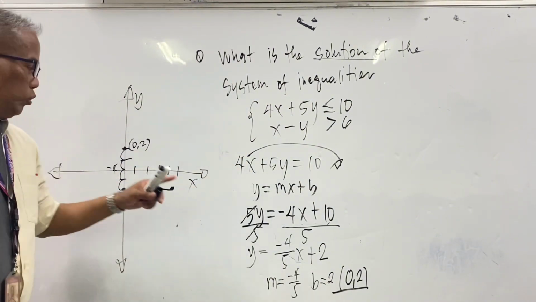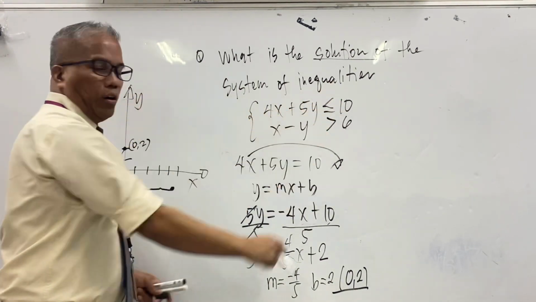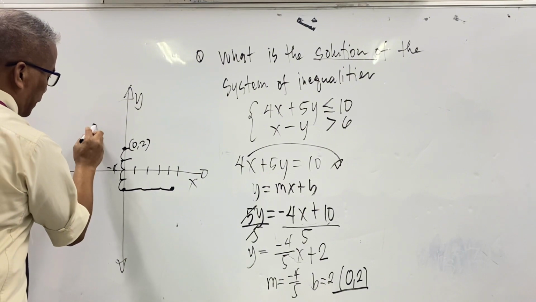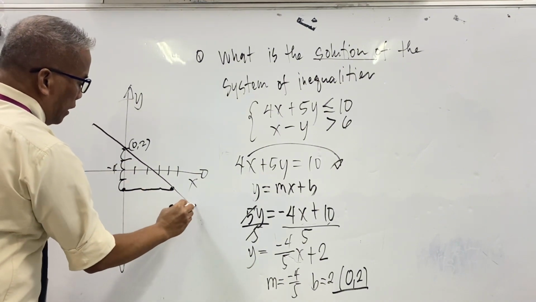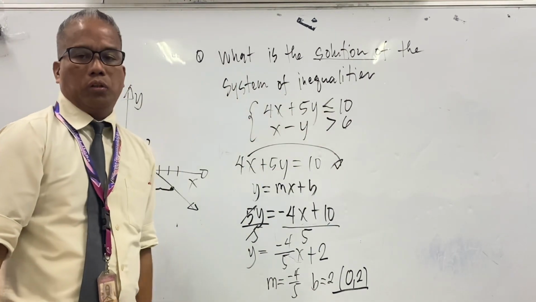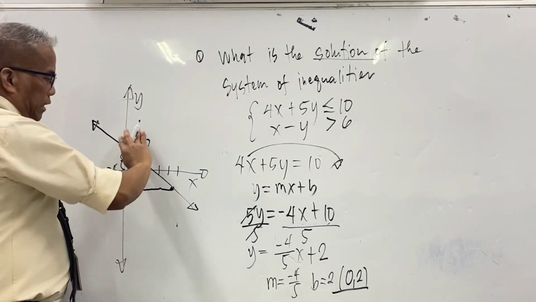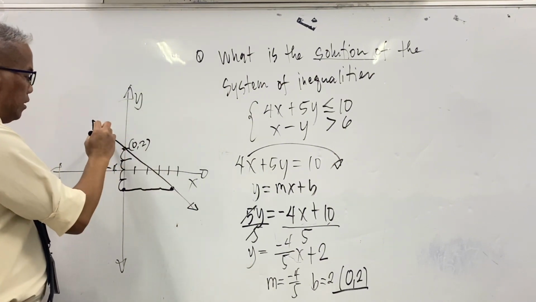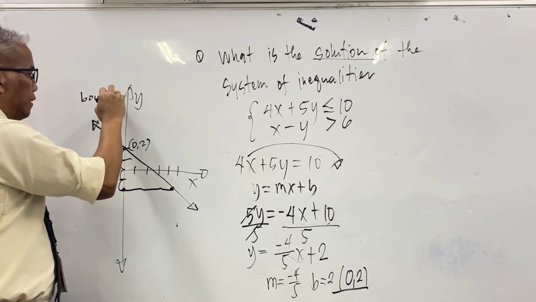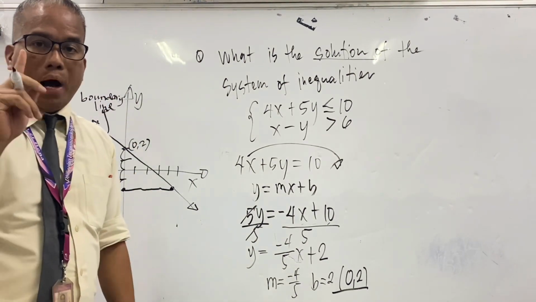In connecting the 2 points, you are going to go back to the original inequality. Since it is less than or equal, you are going to use a solid line. So this is now the graph of 4x plus 5y less than or equals to 10. But we will find the solutions. To find the solutions, this is the boundary line. So we call this the boundary line.